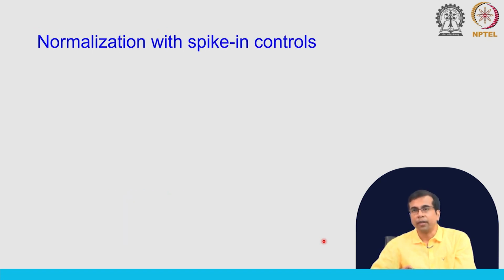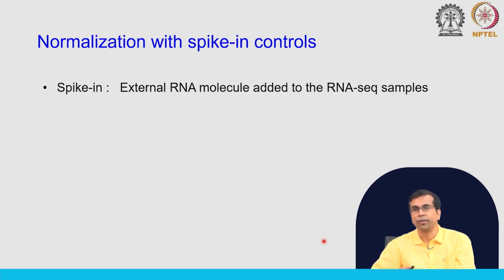Okay, so we will talk about the next normalization, and this is quite different from what we have discussed so far. This normalization method uses something called spike-in controls. So, what are these spike-in controls? A spike-in is an external RNA molecule that is added to RNA-seq samples. These are not part of your sample; you do not isolate them from the tissue or cells. These are synthetic, external molecules that we add to our samples.